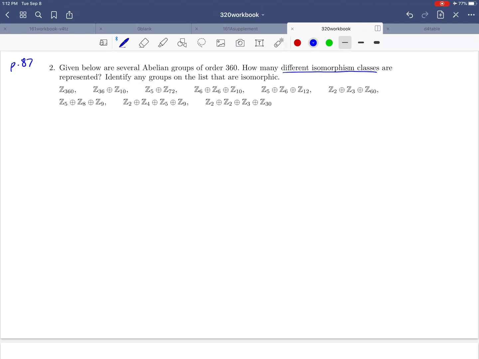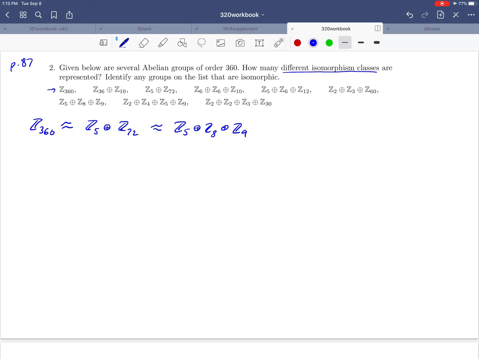For example, if we start with Z360, the very first one on our list, I claim that that's isomorphic to Z5 plus Z72, which in turn is isomorphic to Z5 plus Z8 plus Z9. Now how do we know all of that?